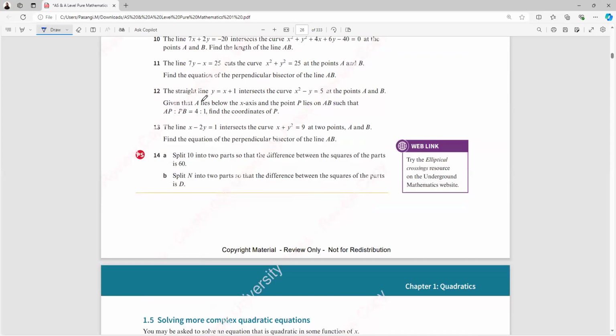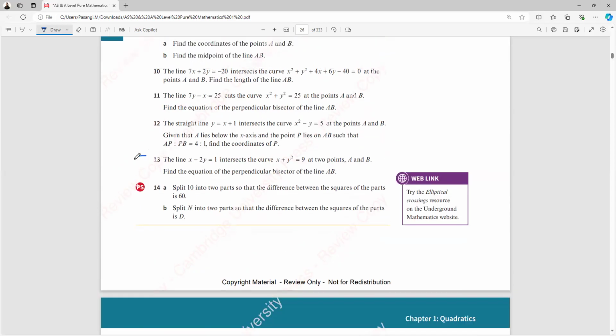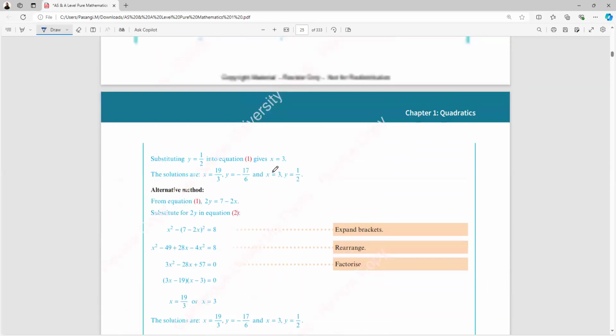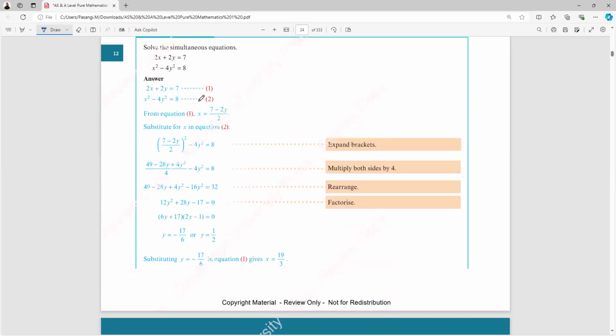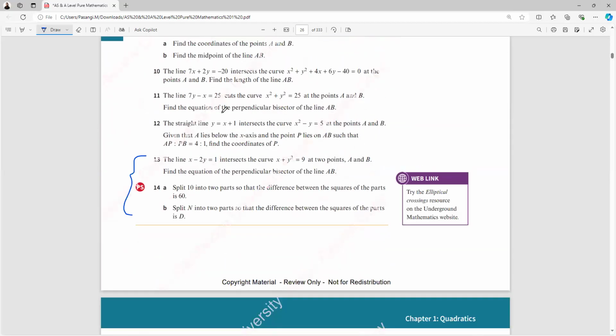Split 10 into 10. Can you do only questions 13 and 14? The given example has nothing; they have directly given us that. You just do the 13th and 14th questions, then we'll move to the next theory.